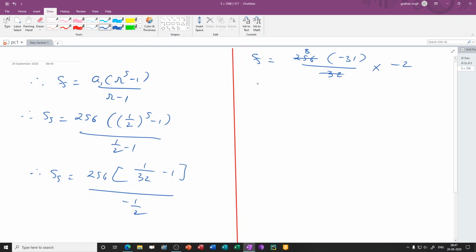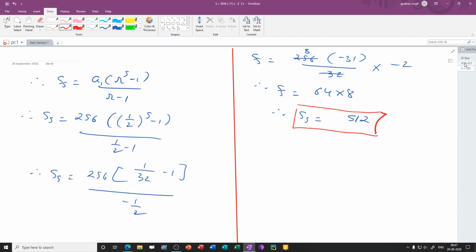So therefore S5 will be equal to minus 31 into minus 2, that is plus 64. So 64 into 8. Therefore S5 equal to 8 into 4 is 32, 3 carried over, and 8 into 6 is 48, 48 plus 3, that is 51. So the sum of the 5 terms of the new sequence will be 512.